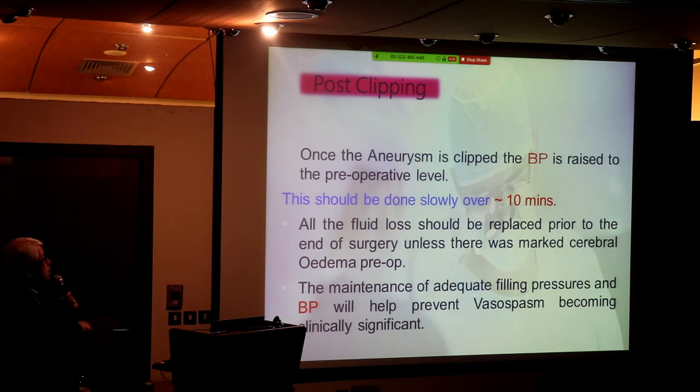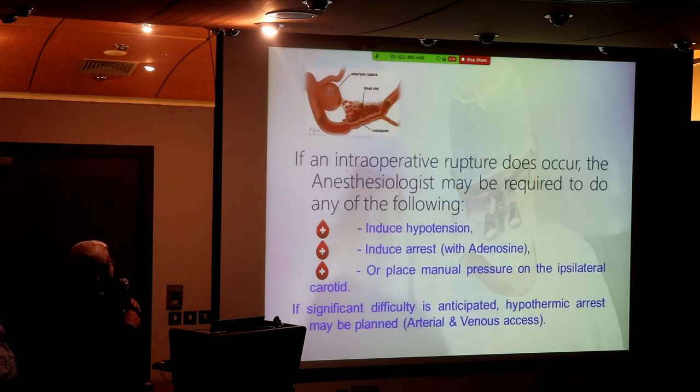Now he puts the clip like that. Once the clip is in, the aneurysm is clipped, and blood pressure is raised to the pre-operative level. It depends on whether the patient has chronic hypertension and the curve is shifted to the right, so you raise it to the right. This should be done slowly over 10 to 20 minutes, either by reducing narcotics and so on, to reach the pre-operative levels the patient was treated at. Give fluid prior to the end of surgery, unless there was marked cerebral edema pre-operatively. Maintenance of adequate filling pressure and blood pressure will help prevent vasospasm from becoming clinically significant. Rupture.